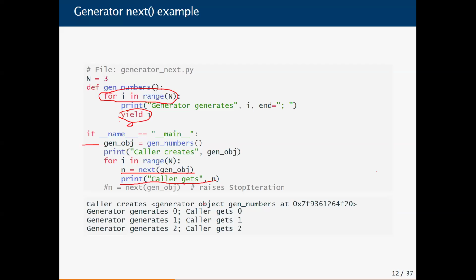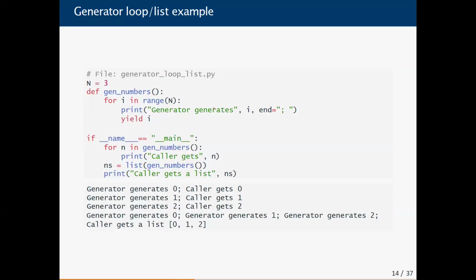And after the main function prints this caller gets, then in the next loop, it will use this next keyword to go back to the loop here. And then it just continues doing the same thing: print that the generator generates something, and then yield back to the main loop. So this program works in an interleaved way. This is the difference between coroutine and subroutine.